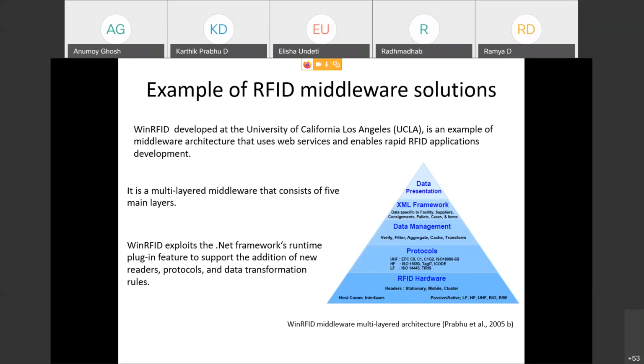For ultra high frequency there are certain protocols. For high frequency there are certain protocols. For gigahertz frequency there are certain protocols. So according to the protocol, the data layer will be structured, and the data packets will be formed and sent.